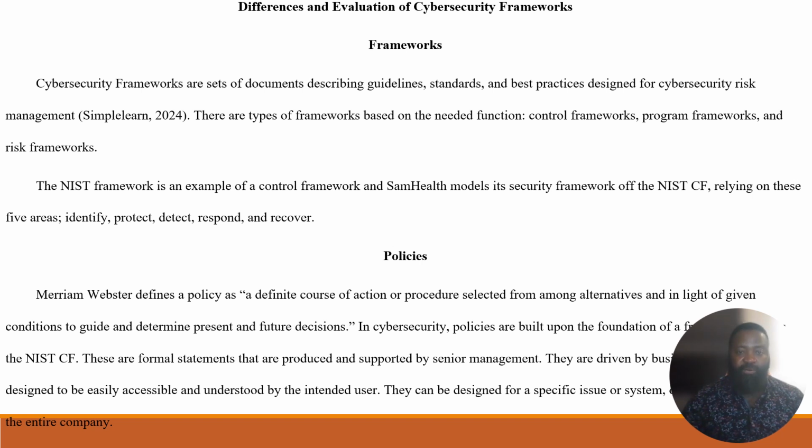Actually, there are three different types of frameworks based on the needed function: control frameworks, program frameworks, and risk frameworks. The NIST framework is an example of a control framework, and SamHealth models its security framework on the NIST CSF, relying on these 5 areas: identify, protect, detect, respond, and recover.